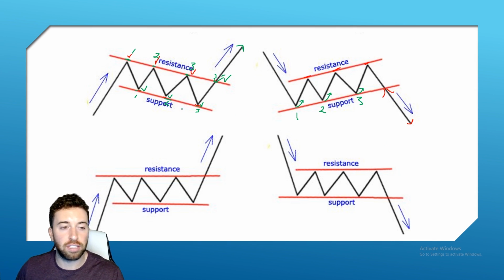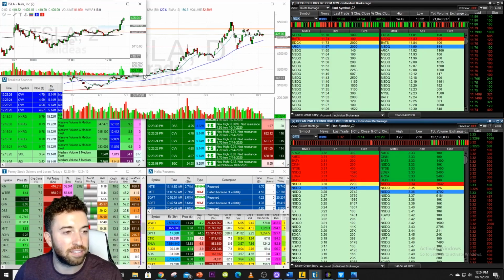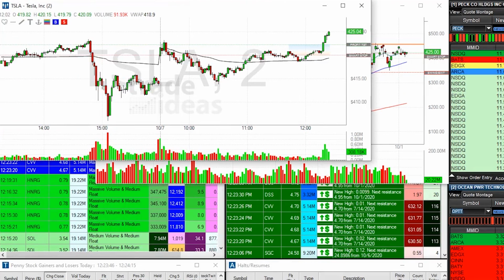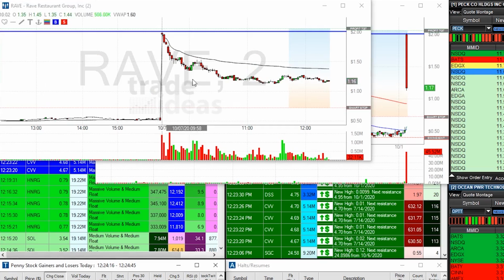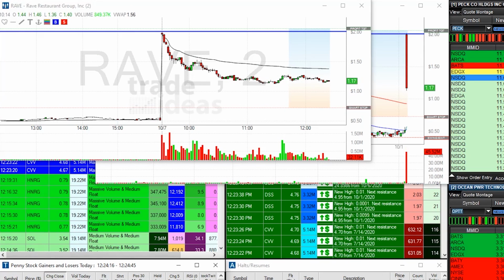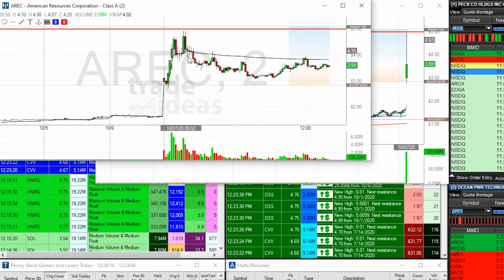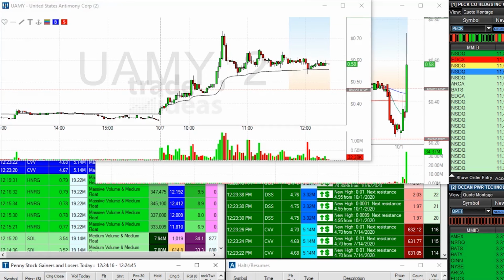These are great areas for dip buying. These are great areas for having some sort of resistance for some shorting. Now, is there anything that we can see channel wise today? Well, let's check it out. Let's see, are there any channels that are jumping out at us? RAVE. Is there any sort of channel right here? No, RAVE has just had some sort of big time crash. AREC, is there any sort of channel right here? No, AREC is still trying to form more of this U-shaped pattern. No clear-cut channel at this time.